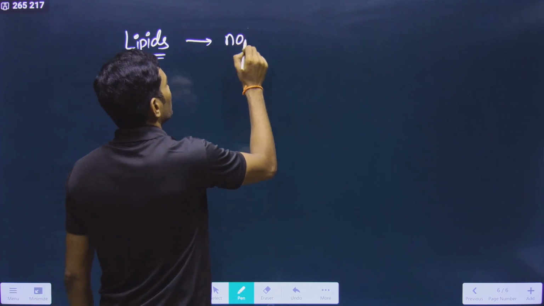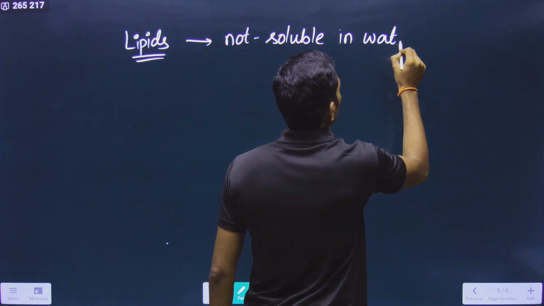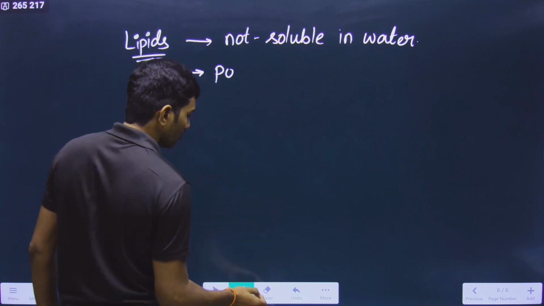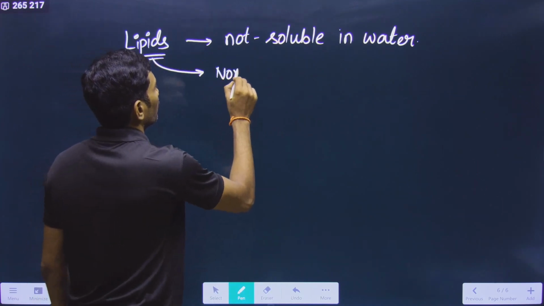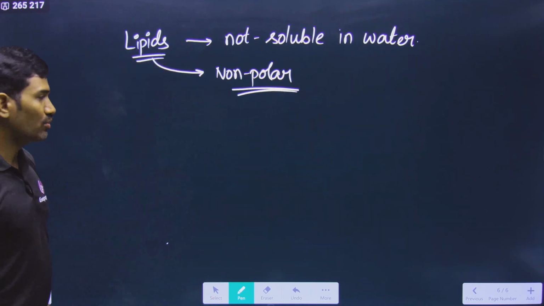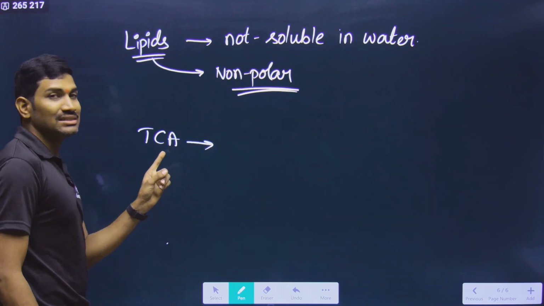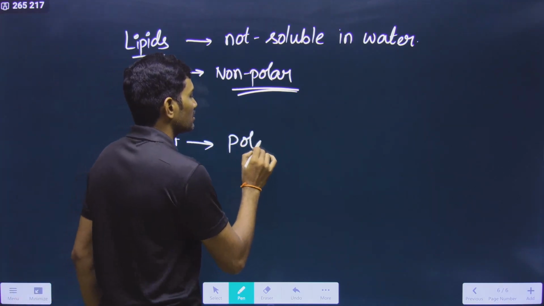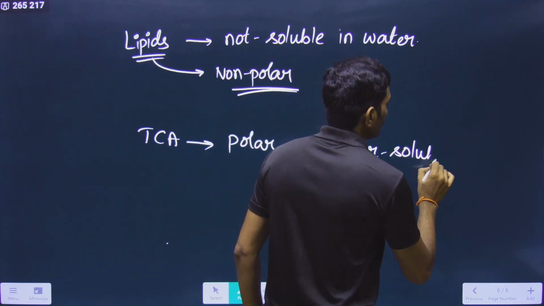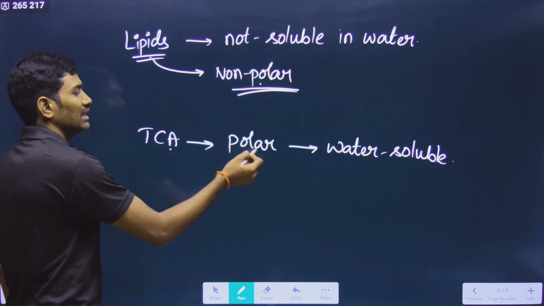Lipids are not soluble in water. And what is the nature of these lipids? They are non-polar. Lipids are non-polar in nature. But trichloroacetic acid, the solvent that we used for this experiment is trichloroacetic acid. And what is the nature of this? It is polar, means it is water soluble. Observe carefully. Lipids are non-polar and TCA is polar.